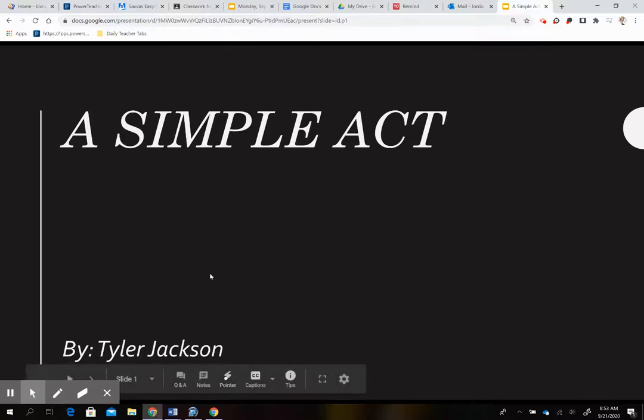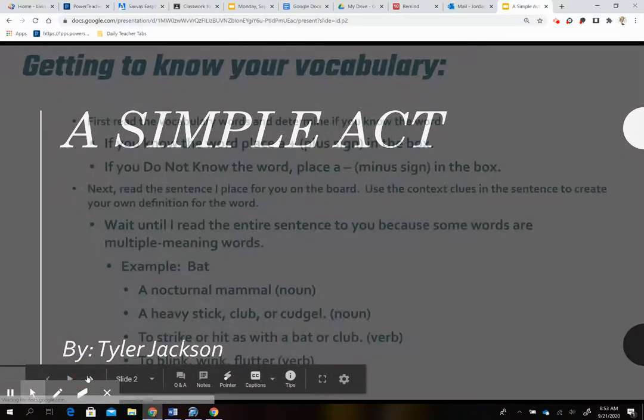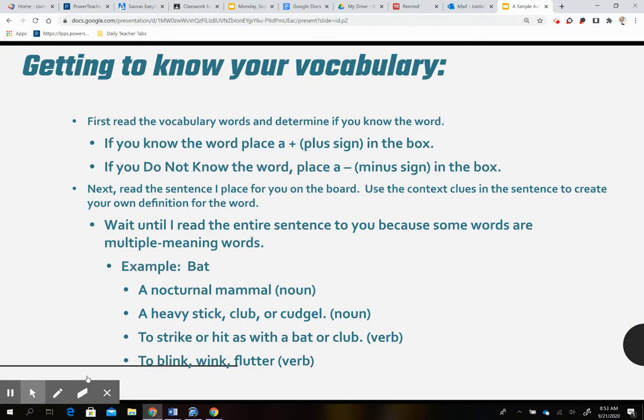Hey guys, today we're going to go over a vocabulary for A Simple Act by Tyler Jackson. So remember, the first thing you're going to do is put a plus sign in the box if you know the word and you can use it in a sentence. If you do not know the word and cannot use it in a sentence, put a minus sign in the box. Then we're going to use the sentence from the story and look at our context clues.